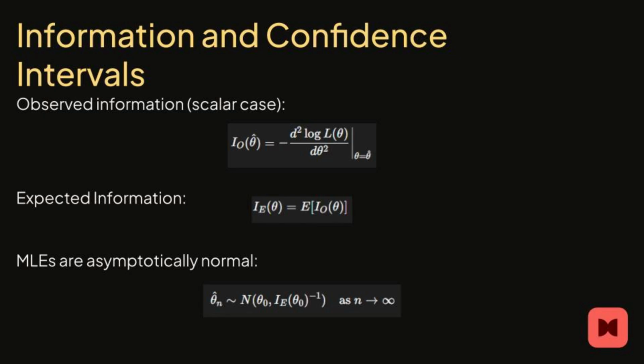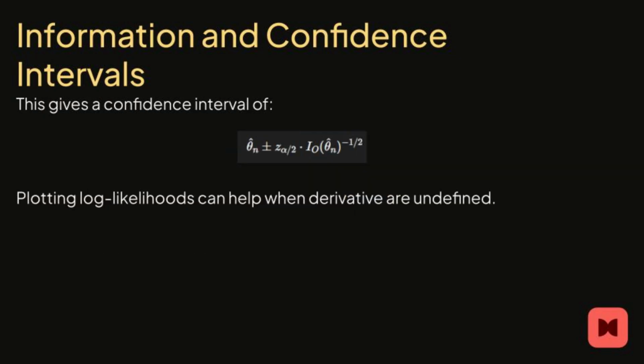And thanks to a key result in statistics, we know that as the sample size increases, the MLE becomes approximately normal. That means it follows a normal distribution centered at the true parameter, with variance equal to the inverse of the expected information. This result lets us build a confidence interval for our parameter.